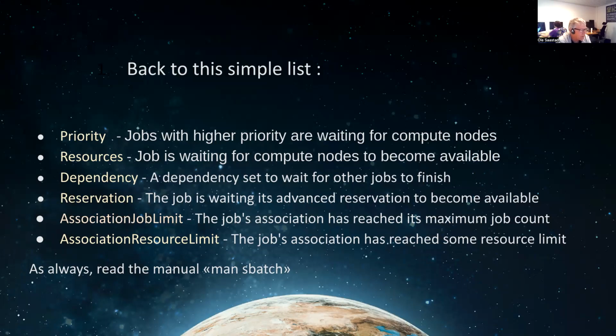Then there is a reservation. The job is waiting for its advanced reservation to become available. That's possible. And you have the job limit. Maybe you have submitted so many jobs that you are not allowed to submit anymore, or the job association has some resource limit, association limit, resource limit. And there are a lot of details to all of this, but you can either go on the web and search for the sbatch manual page, or you can use man sbatch, because there's a lot of details hidden behind all of these keywords.